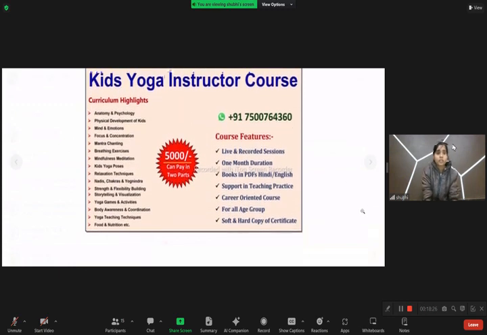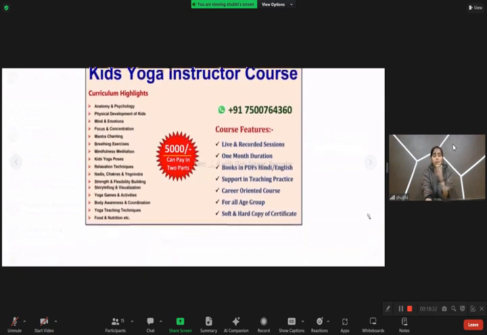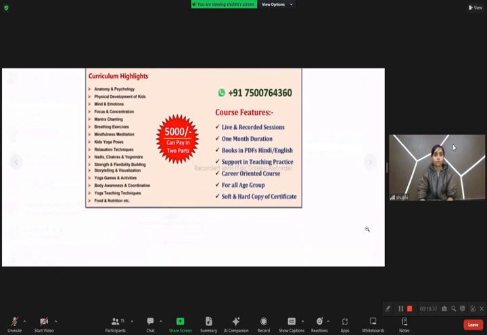Okay. Then mantra chanting and breathing exercises. Some breathing exercises we can take directly from pranayama. Some we have to create, because not all the breathing exercises are easy for them. Mindfulness meditation, with different wordings, we can create a meditation. Short meditations, because if you practice a long meditation, they will not be able to stabilize themselves. Okay, kids yoga poses, that we will learn in detail.